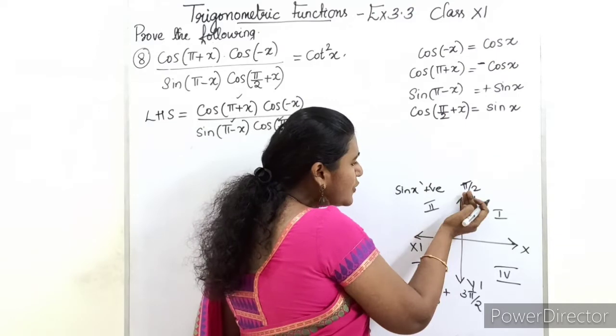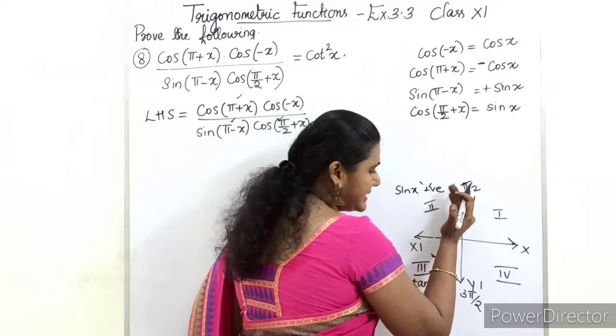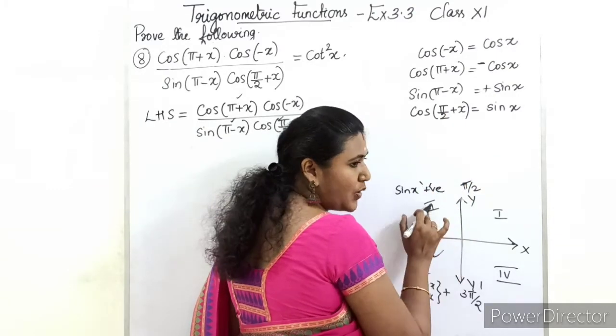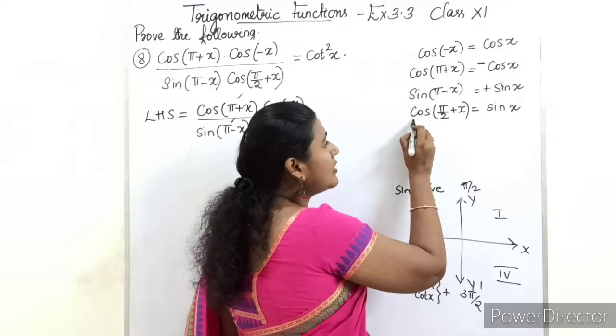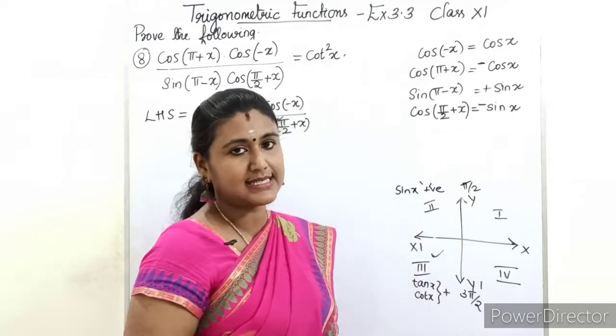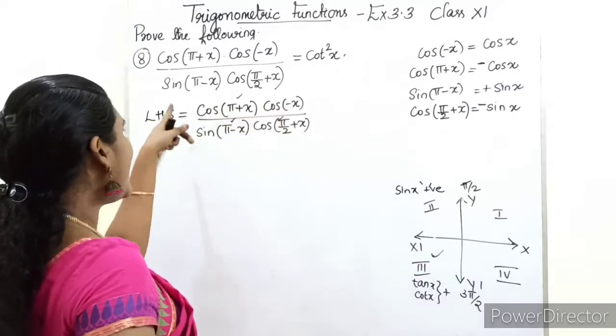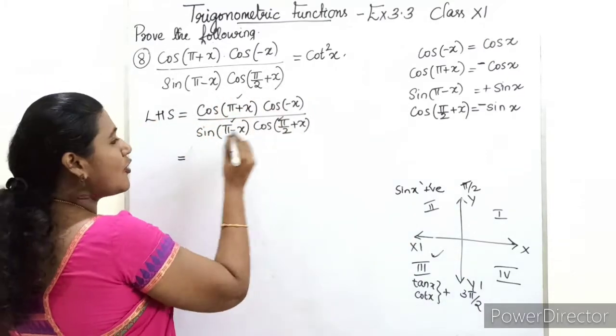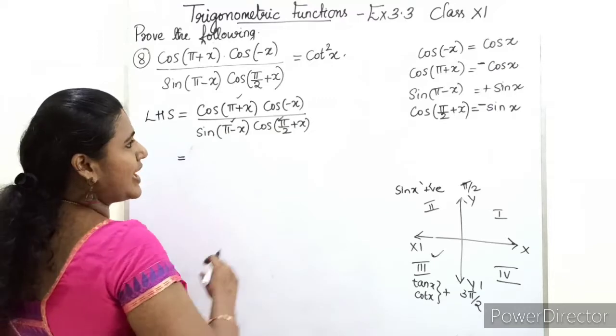So pi by 2 plus x. Pi by 2 means y-axis, plus x means second quadrant. In the second quadrant cos is negative, so here we will get minus sin x. So we have found the values of all these expressions. Now we are going to substitute these values.